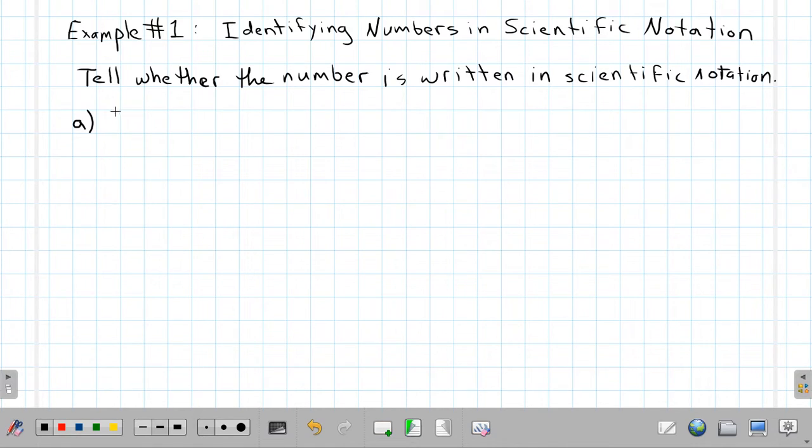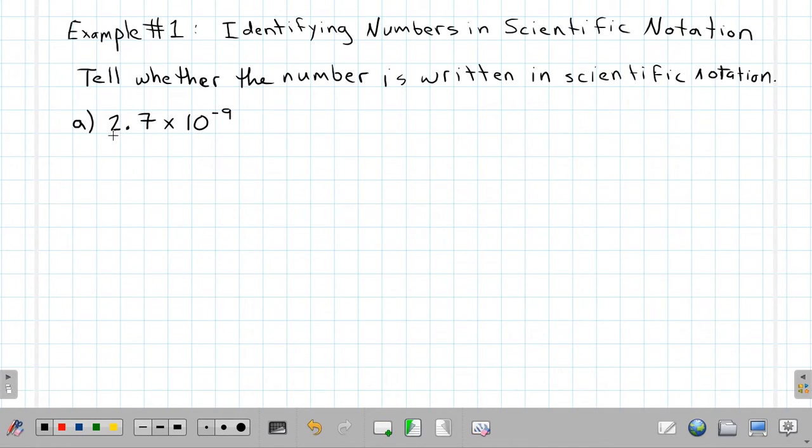So first off, part A, we've got the number 2.7 times 10 to the negative 9. Some of you might already look at this and be able to tell whether or not it's written in scientific notation. But I'm going to give you 3 different questions, and if you answer these 3 questions, then that'll tell you whether or not your number is written in scientific notation.